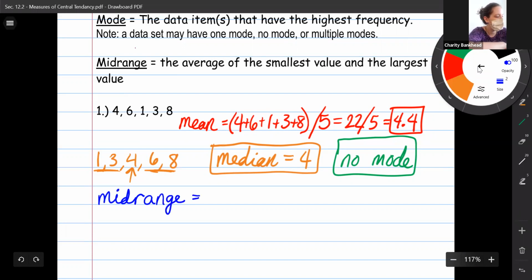So the mid-range, we're going to take the smallest plus the largest, and we're going to average those, so meaning we're going to add them together and then divide by 2. So 1 plus 8 divided by 2, so that's going to be 4.5.